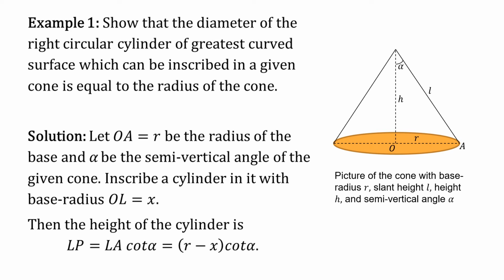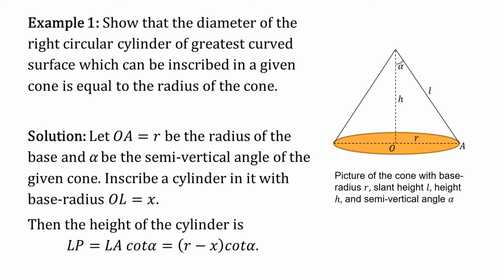Consider the example. Show that the diameter of the right circular cylinder of the greatest curved surface which can be inscribed in a given cone is equal to the radius of the cone. Let us discuss the solution.